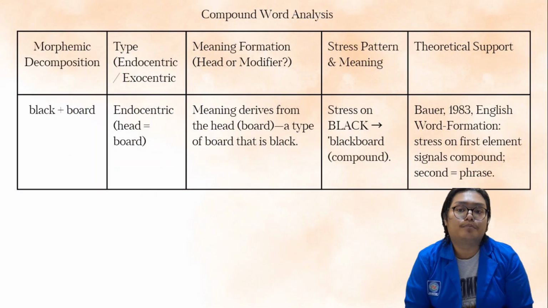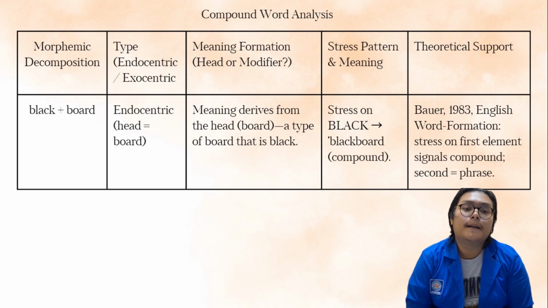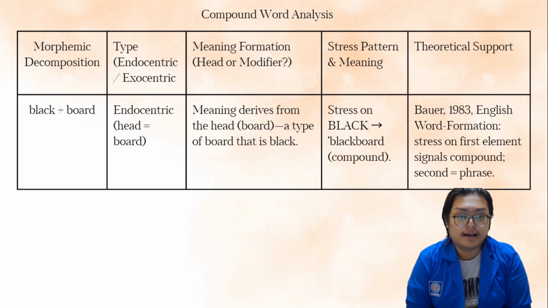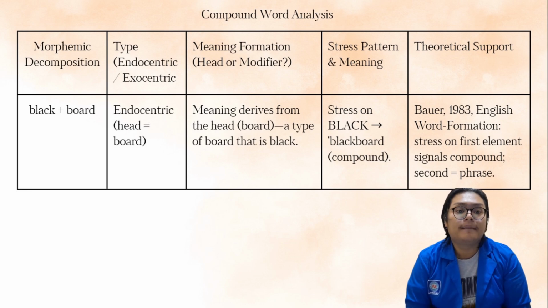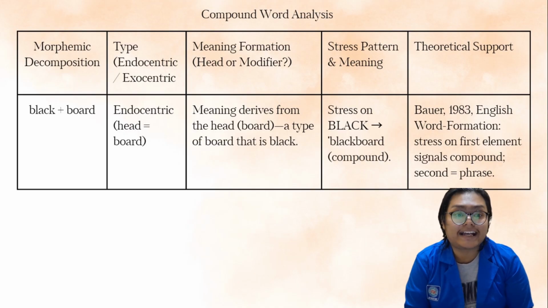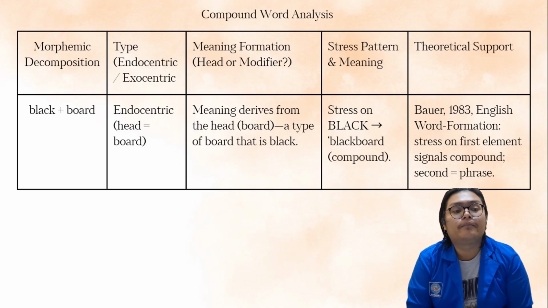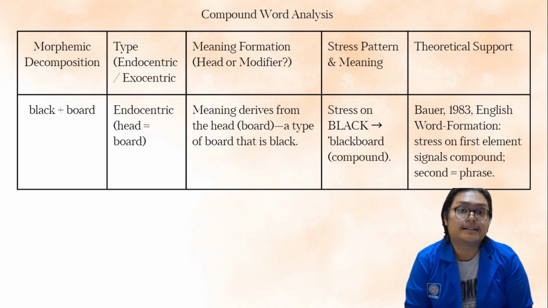Move to the word blackboard. What is the type? It is endocentric. The head of this word is board, meaning derived from the head board, a type of board that is black. Stress pattern: stress on the word black, blackboard, compound. This is also supported by theory from Bauer 1983 in English Word Formation. Stress on first element signals compounds, second element phrase.